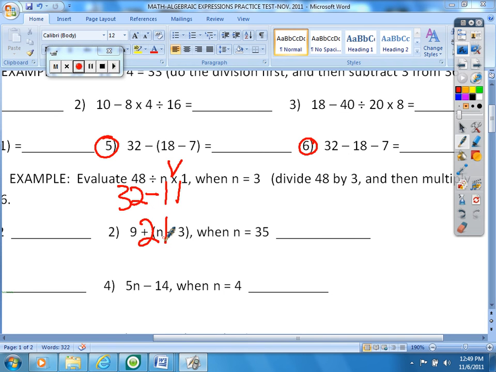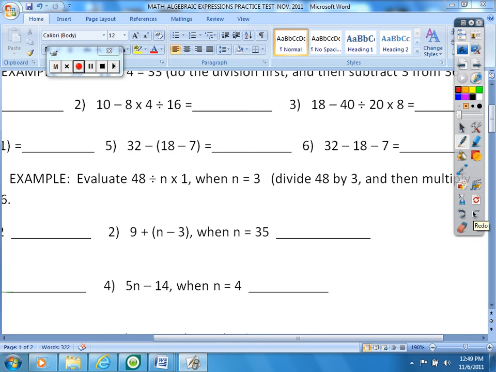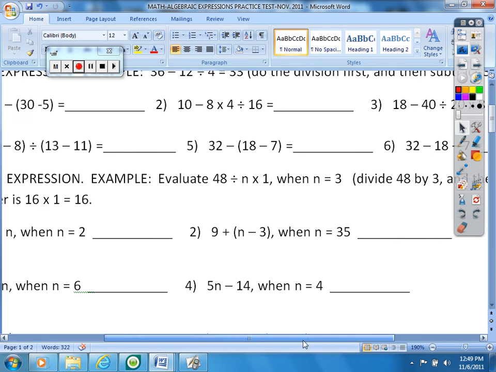Now, I don't have parentheses in number 6, so I just go straight across. I do 32 minus 18 first, and I think that will be 14. 14 minus 7 is 7. And you can see what happens. We've got exactly the same numbers, but you did this first in this problem, you did this first in this problem, you got totally different answers. So that's why your rules are there, is to help guide you and keep you on track. So I tell them that the rules are their best friends if they use them properly.